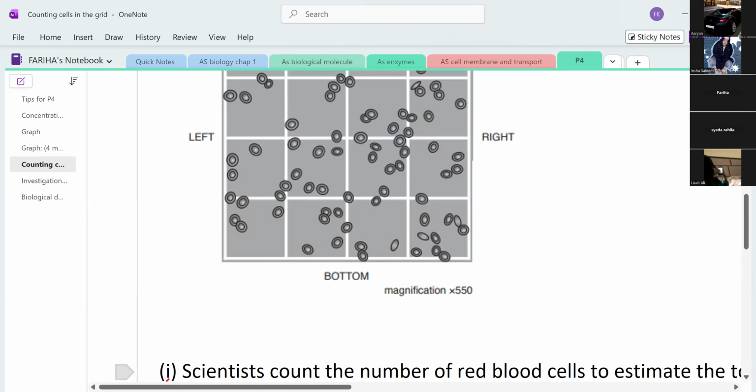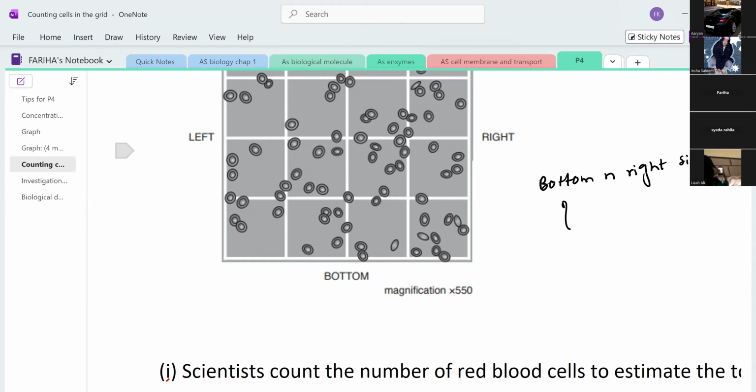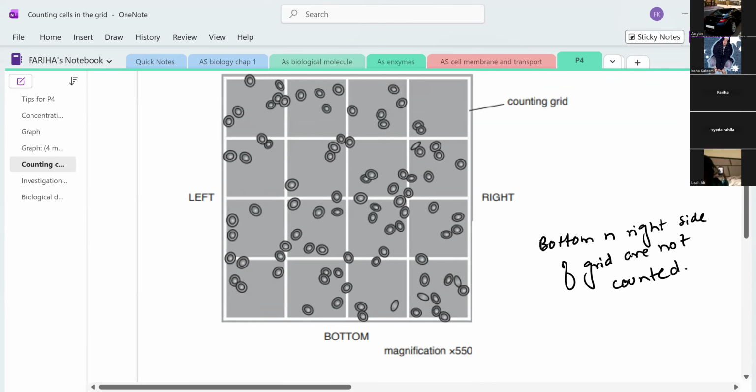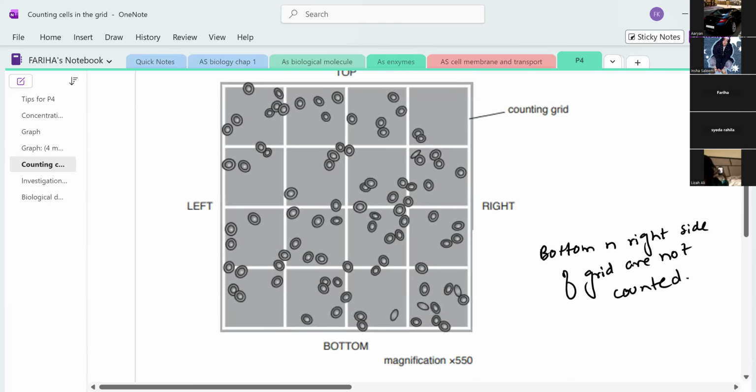So how many cells are not counted? Just write it down, because on paper you can see it again, but not here. This is the rule, so always remember it. The cells touching the bottom and right side of the grid are not counted. So now tell me, how many red blood cells are not counted?